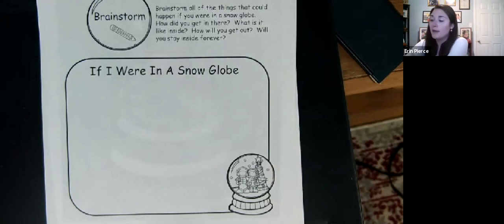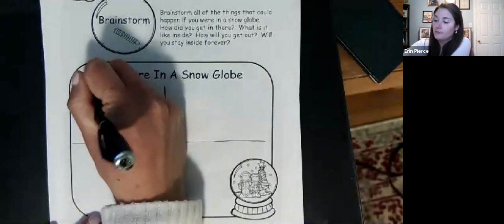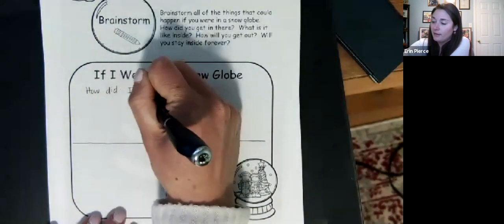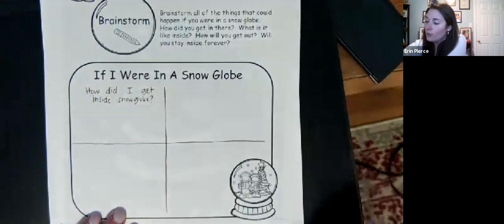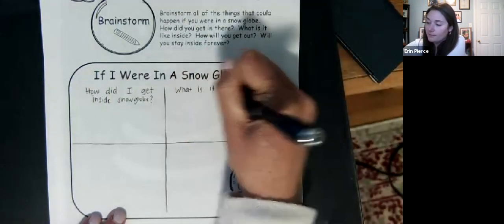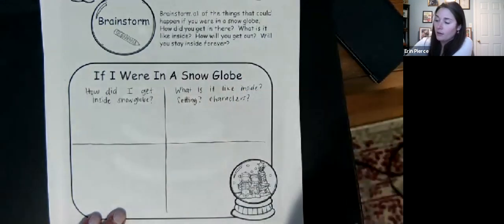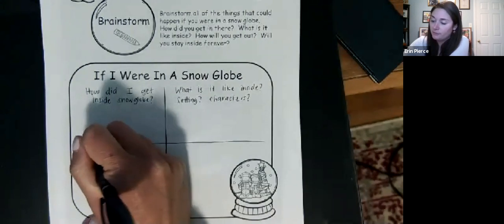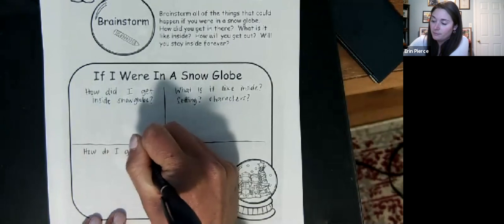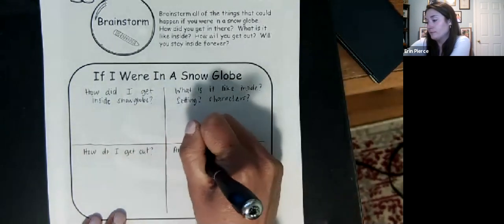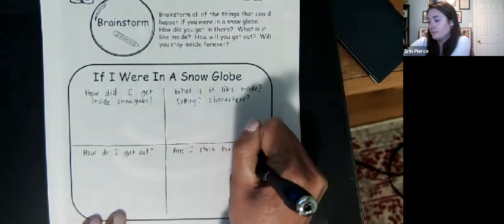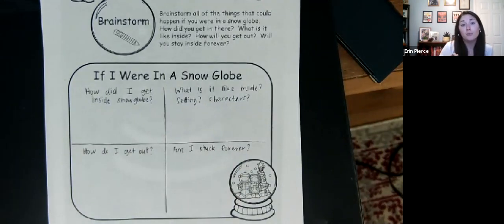So maybe I might split this part up into my different sections and say, how did I get inside the snow globe? And then I brainstorm my ideas of how I got inside. What is it like inside? Maybe setting and characters of people who would maybe be inside there. How do I get out? Or am I stuck forever? And I need you to maybe come up with some reasons to put in each thing.